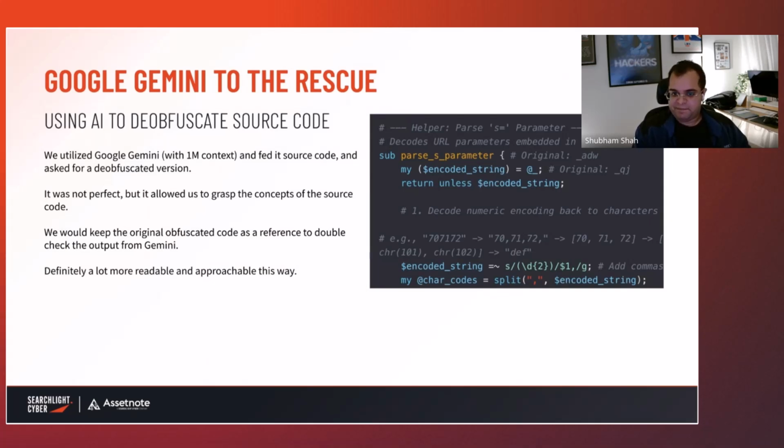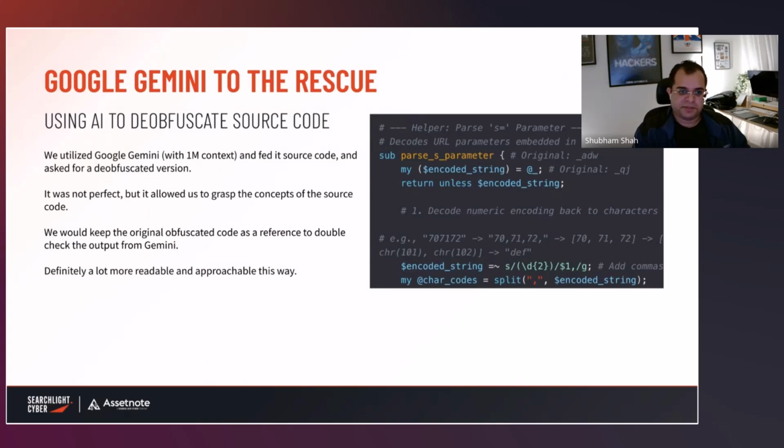So what we did was we kept the original obfuscated source code as a reference to double check anything that we found inside the deobfuscated code from Gemini. But all in all, I think Gemini did a pretty good job, and it was definitely a lot more readable and approachable this way, really speeding up the time that it took us to discover this critical vulnerability.